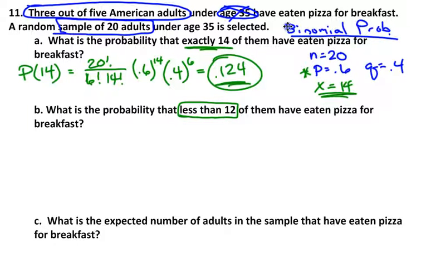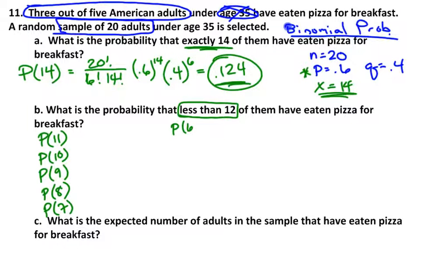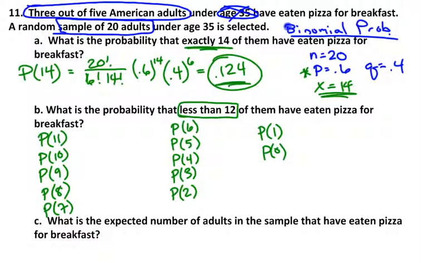So what we have to do is find the probability of 11, 10, 9, 8, 7, 6, 5, 4, 3, 2, 1, and the probability of 0. We're going to have to find all of these things and add them up. Luckily for us, these are in the table, so we could quickly do that. And you'll find that some of them we don't even have to really worry about.